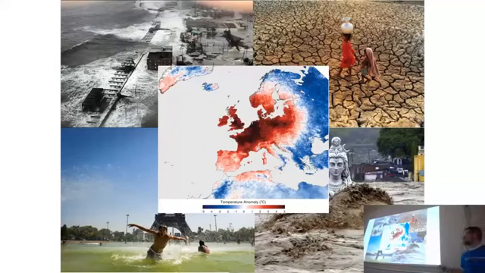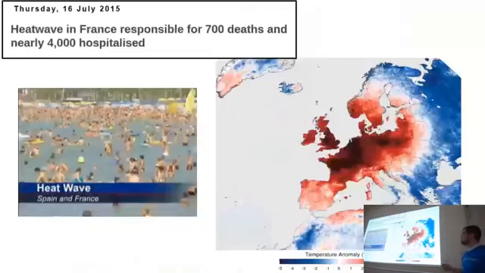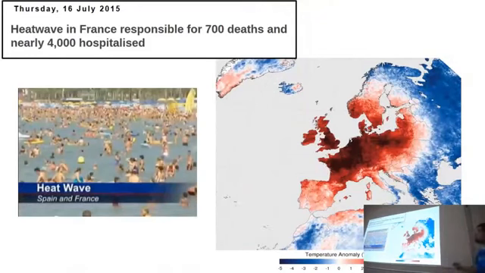So when we get a heat wave, when we get an extreme storm, when we get lots of flooding, these are the things that actually matter to people in terms of whether their house gets washed away, whether their granny dies in a heat wave. This happened in 2015. 700 people died in France because of this heat wave.